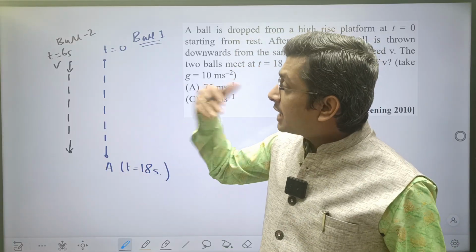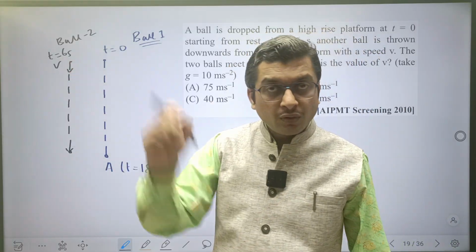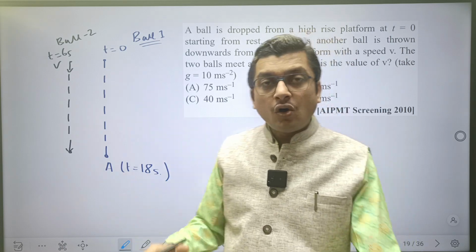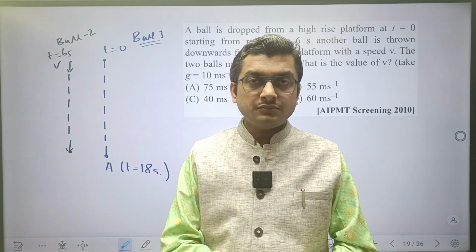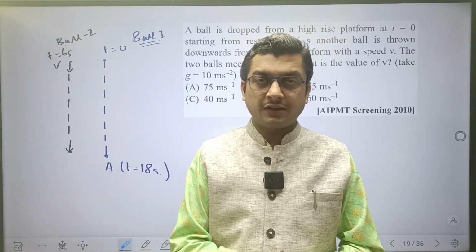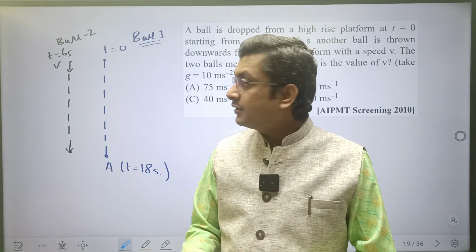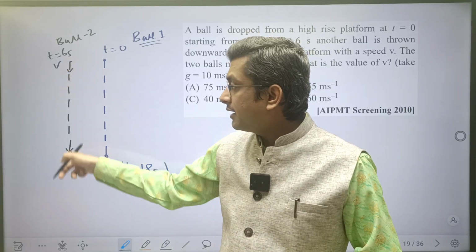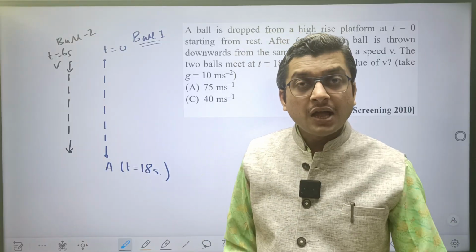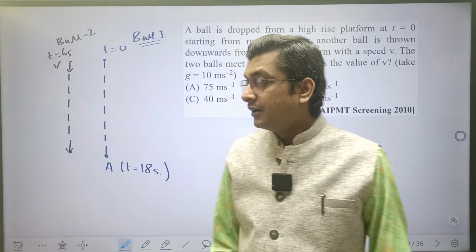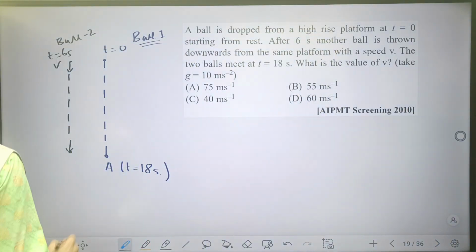So by the time the second ball is thrown, the first ball has already covered the distance for the time interval of 6 seconds, because there is a difference in their journey time, isn't it? The second ball, that is the black one, starts its journey after 6 seconds. So what happens?